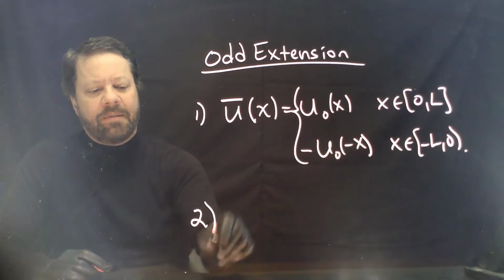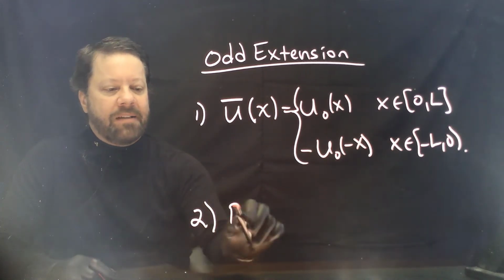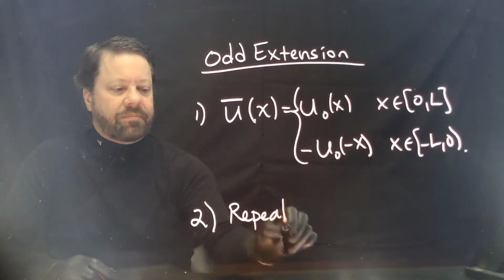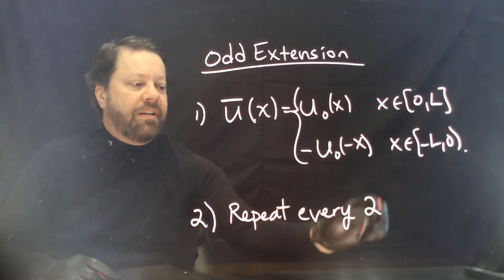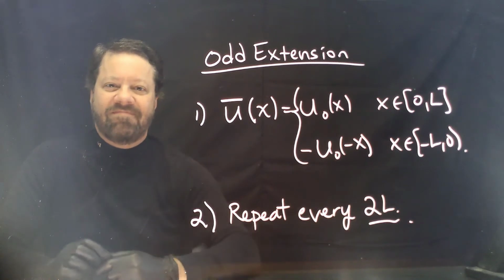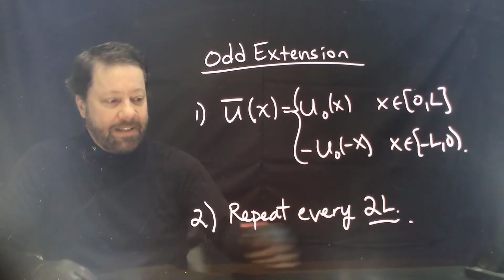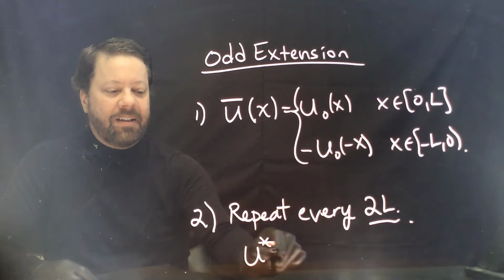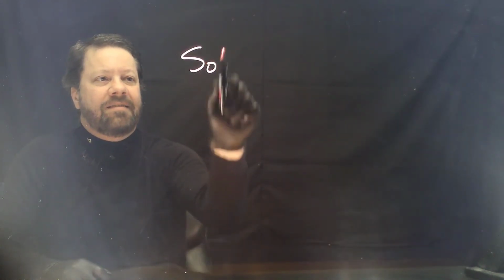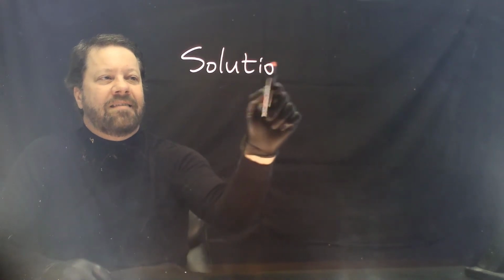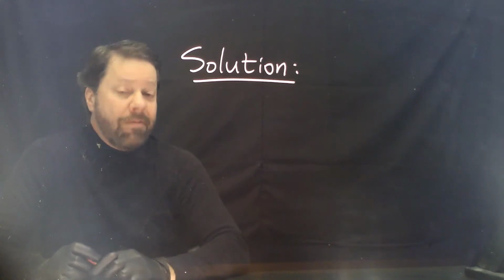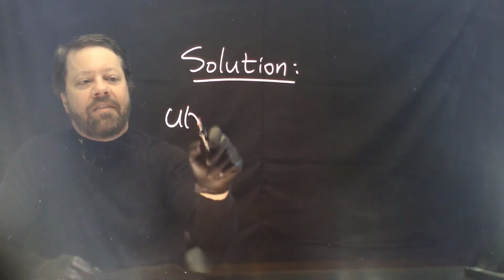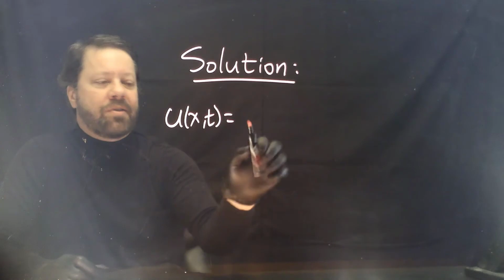The second step allows us to repeat this function every interval of length 2L. We'll define this function by u star. The solution then to the initial boundary value problem to our one-dimensional wave equation is given by the D'Alembert solution.